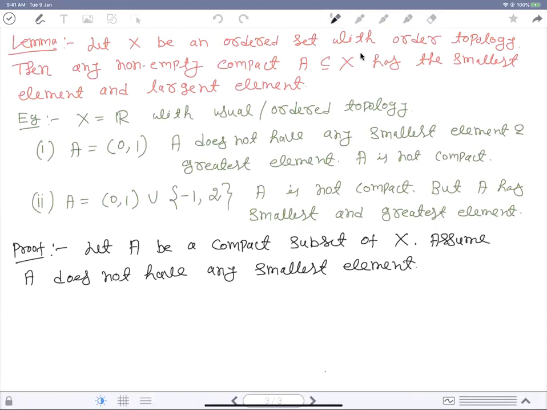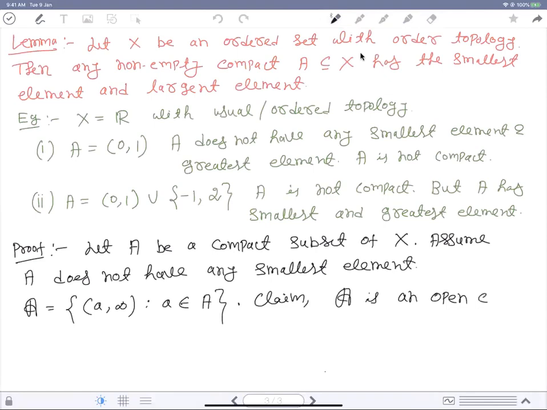Now take this collection, say script A, which is the open interval (a, infinity), where a is from the set A. Now claim that script A is an open cover of A. So to show that script A is an open cover of A, we have to check that all the elements of script A are open and that it covers A.